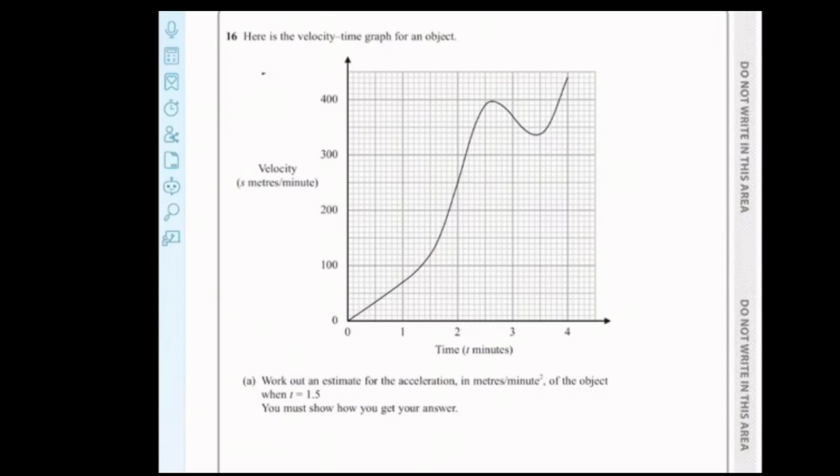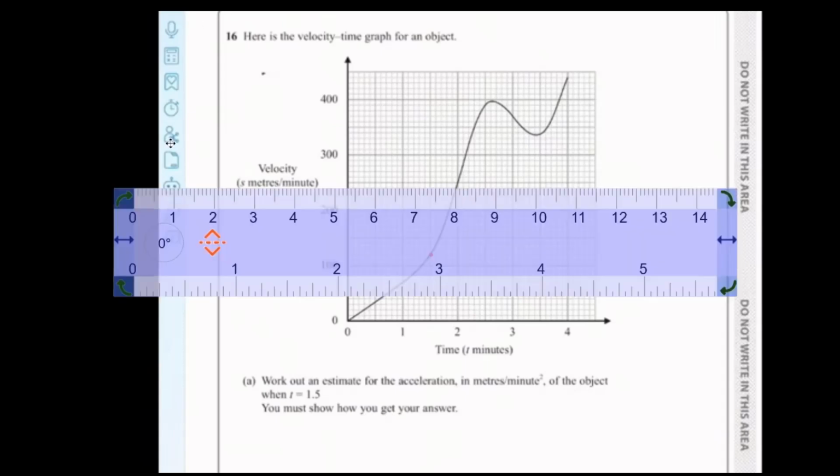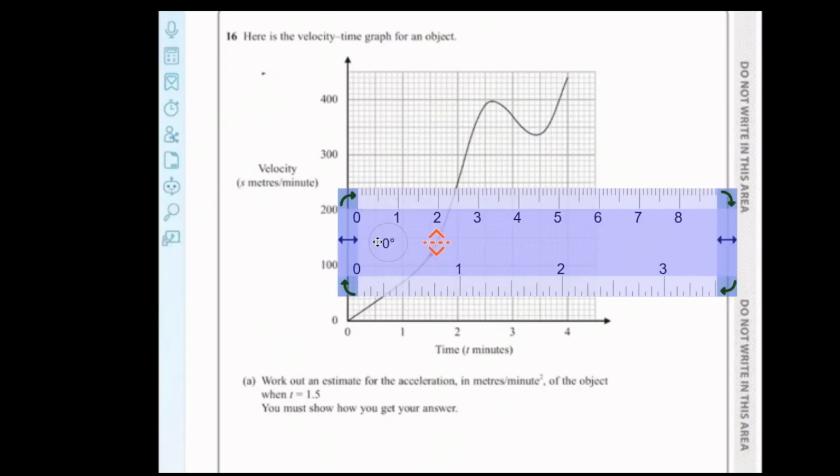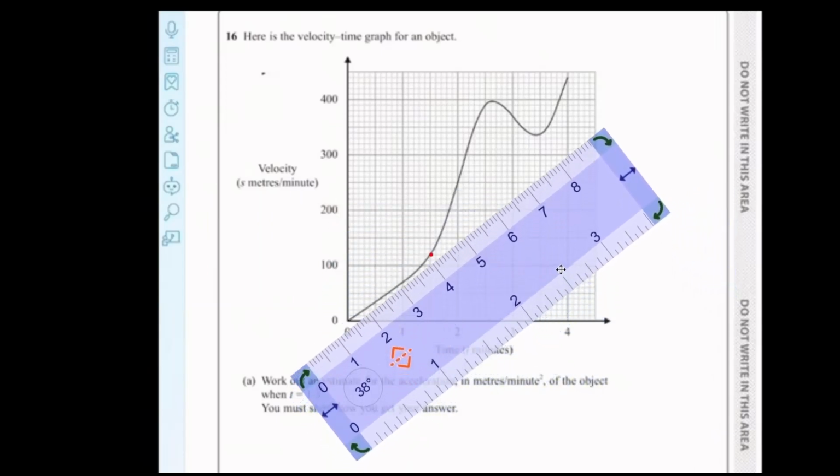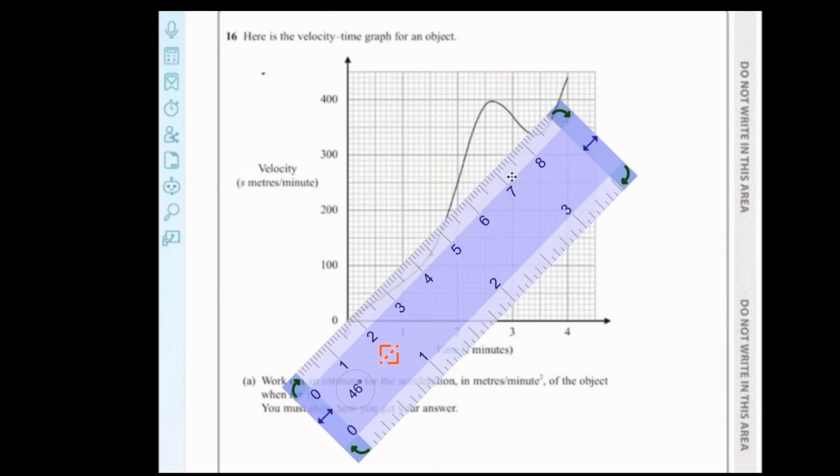Let's label where t equals 1.5 first. So 1, 1.5, we are getting 1.5 exactly here. Now let's draw a tangent when t equals 1.5. We need to draw a tangent when t equals 1.5.